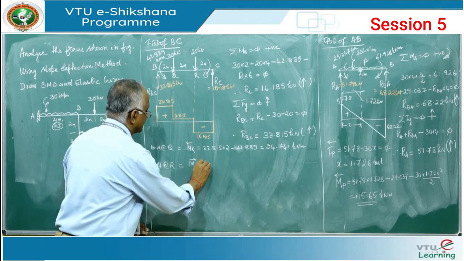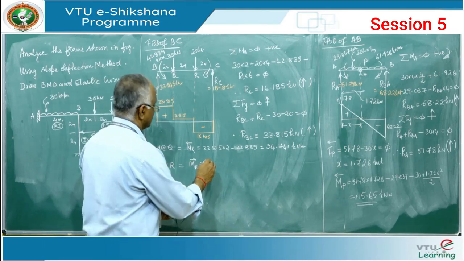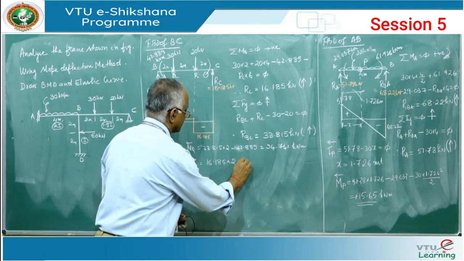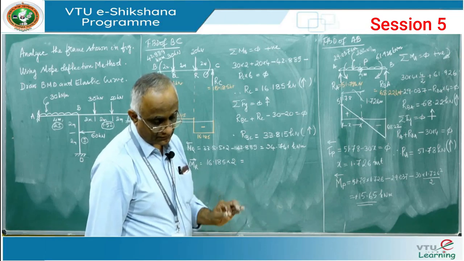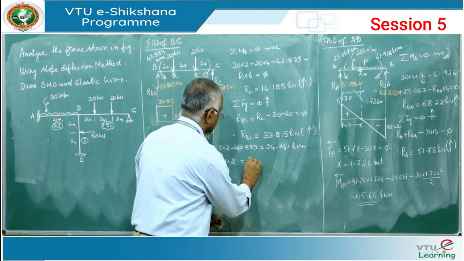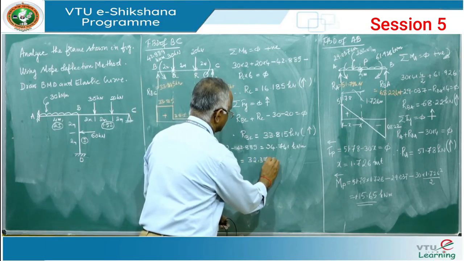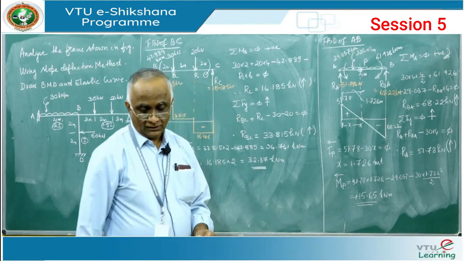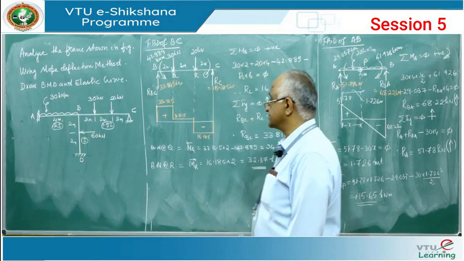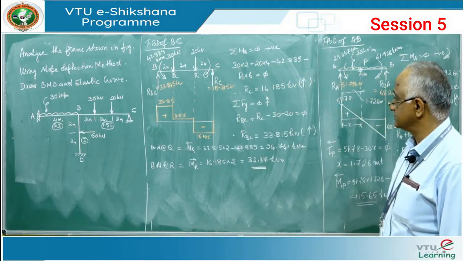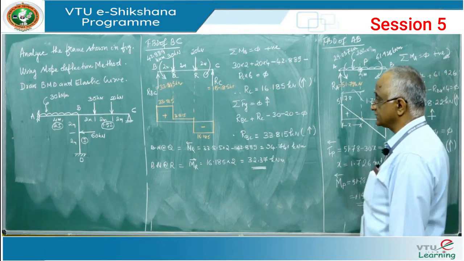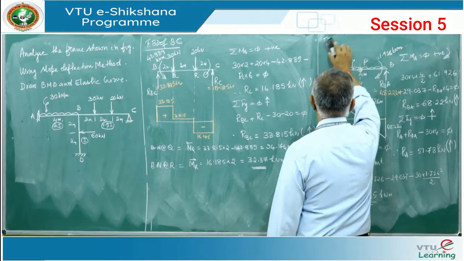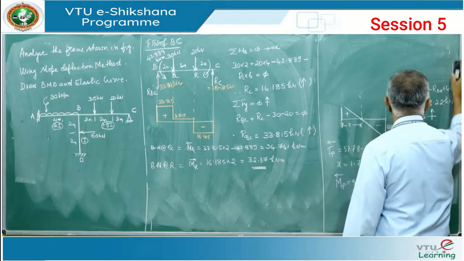MR, I will take it to the right side. Only one value, it is 16.185 into 2 because the moment is 0 there. So it is equal to 32.37 kilonewton. We got the values for this member BC also now, the reaction as well as the moments at salient points. Let me move on to the next member.